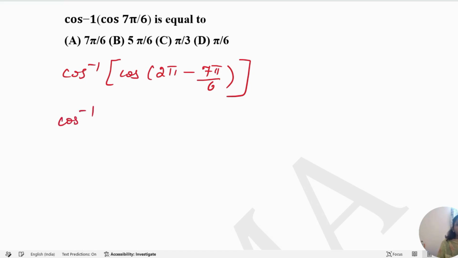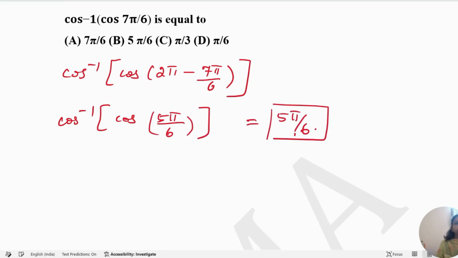So cos inverse of cos of, if you take the LCM and simplify, then we will get 5 pi by 6, and cos inverse is removed. So 5 pi by 6 is our final answer. Where is our 5 pi by 6? Option B is our answer.